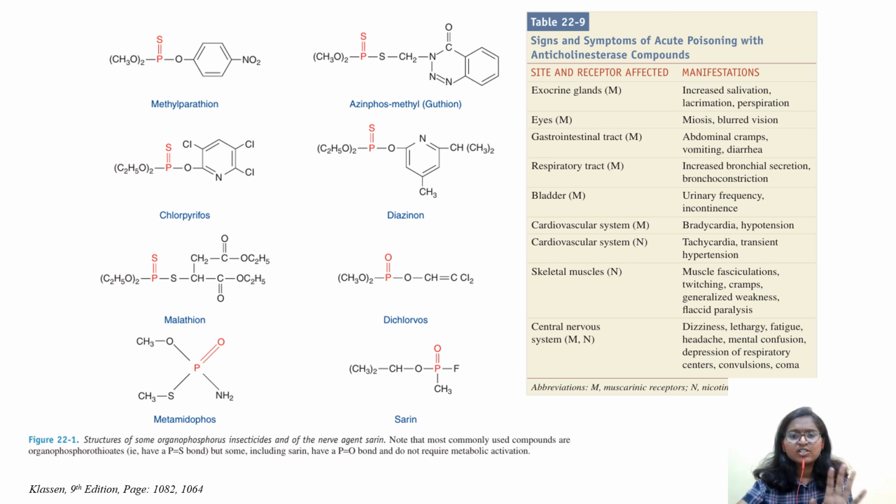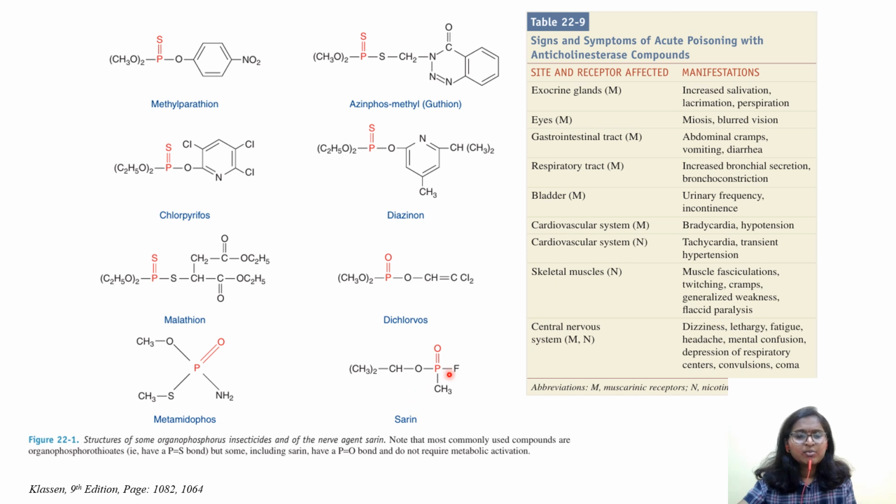This slide I will not discuss in detail because the video length is becoming a bit high. This is taken from Casarett and Doull's 9th edition only, pages 1082 and 1064. These are the examples given, structures of some organophosphorus insecticides and of the nerve agent sarin. So this is very important. Sarin is the chemical warfare agent which was used during World War II by Nazi Germany. It was used for mass killing.